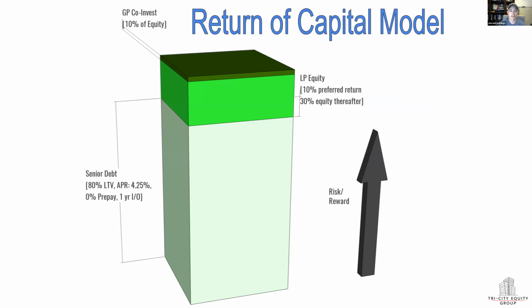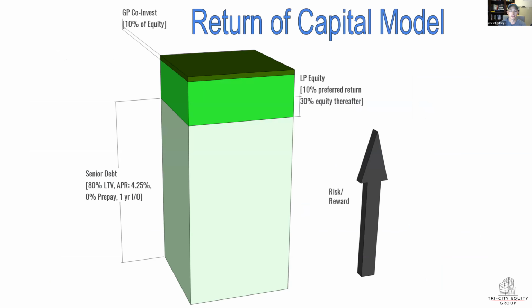As you go higher in the stack, you should expect a higher return because you're taking more risk, because the priority is lower in the stack. So the senior debt is paid first, and then the preferred equity, and then the common equity. As you go higher in the stack, you expect a higher return because you're taking a bigger risk.